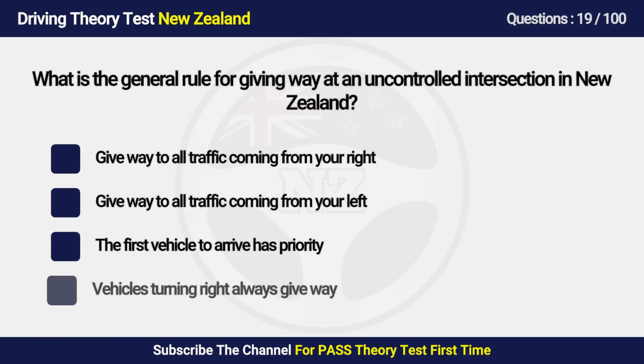Question 19. What is the general rule for giving way at an uncontrolled intersection in New Zealand? A. Give way to all traffic coming from your right. B. Give way to all traffic coming from your left. C. The first vehicle to arrive has priority. D. Vehicles turning right always give way.